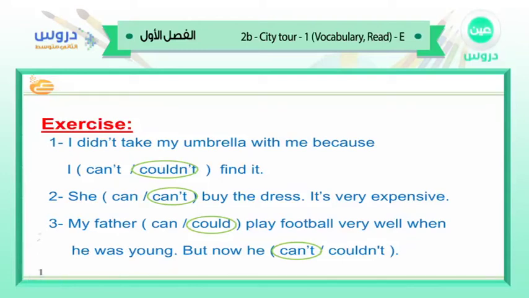Okay, let's go to the answers now. First, didn't. Couldn't, because didn't is in the past, so use couldn't. She can or can't buy the dress. She said it's very expensive, so she can't. Okay, keywords. There's something in any sentence that tells you the answer. You have to be focused. My father could play football very well when he was young. So we are talking about the past. Could. But now in the present, he can't. Okay? He can't.